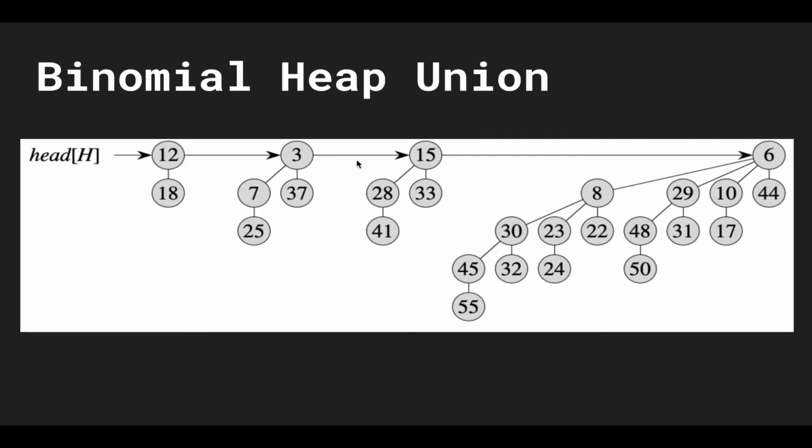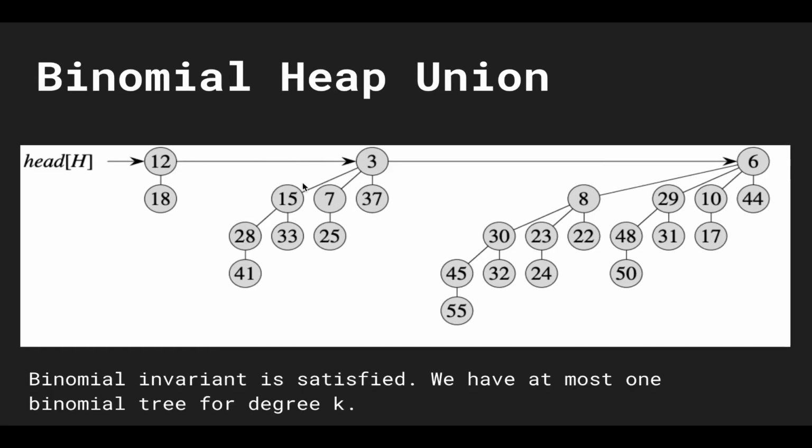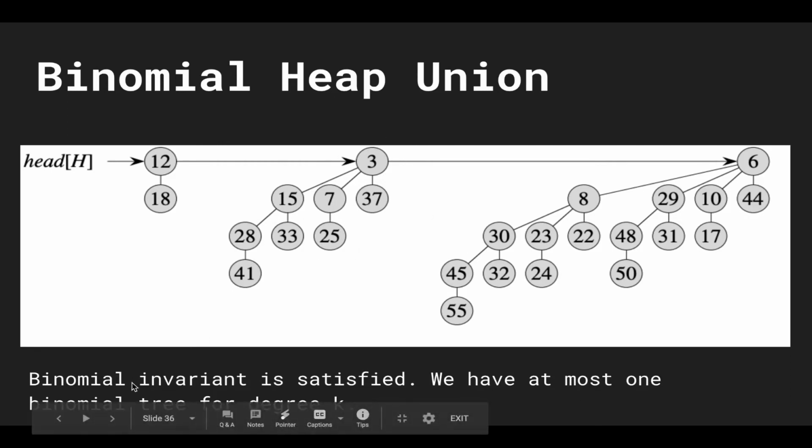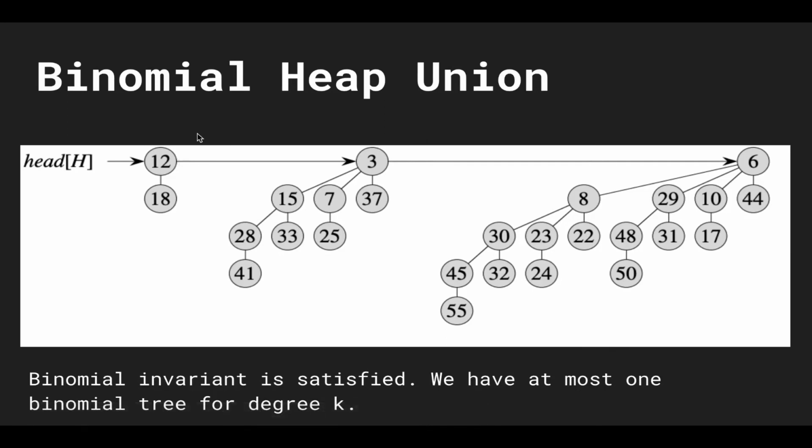But now, of course, we're violating the invariant again, because now we have 2 binomial trees of degree 2. This one right here and this one right here. So let's link them, and with the link, it's repeat and rinse. We check which root is the smallest, 3. So that's going to be the root of the newly linked tree, and we're going to put 15 under 3. So here we put 15 under 3, right here, and now we have a new binomial tree of degree 3. And now the binomial invariant is satisfied because we have at most 1 binomial tree for any degree k.